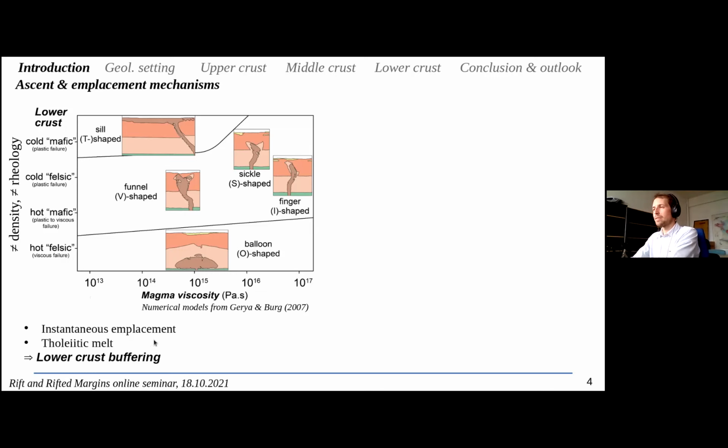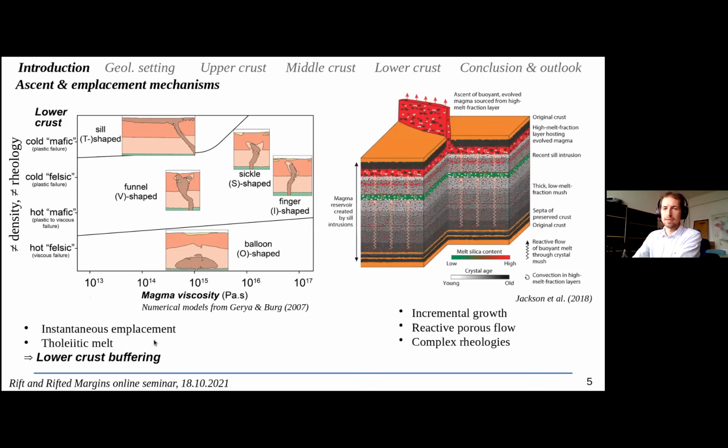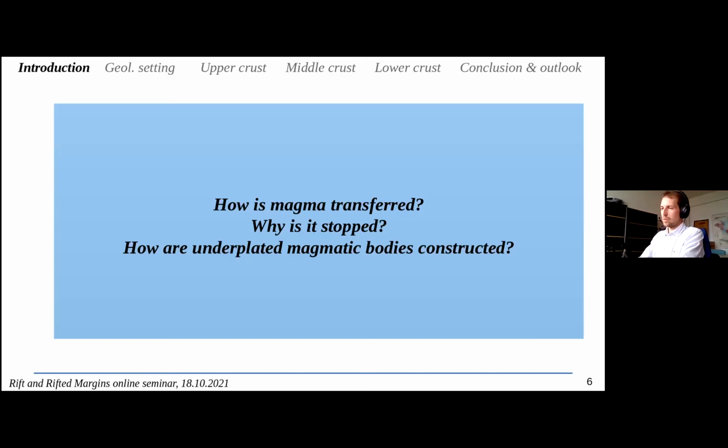And of course, magmatic systems are a bit more complex, and we know that they grow incrementally, that they are characterized by a mushy reservoir where we have crystals and melt together, and that have complex rheologies de facto. So I will address a few questions here in the talk. First, how is magma transferred, and to show how magma is transferred in a natural system. Why is it stopped to some extent? And how are the underplated magmatic bodies constructed, how do they interact with the continental crust, and how is the continental crust behaving in case of magmatic additions?